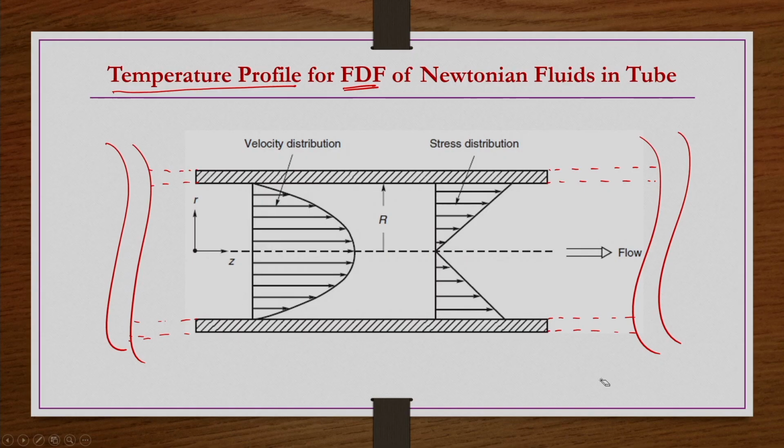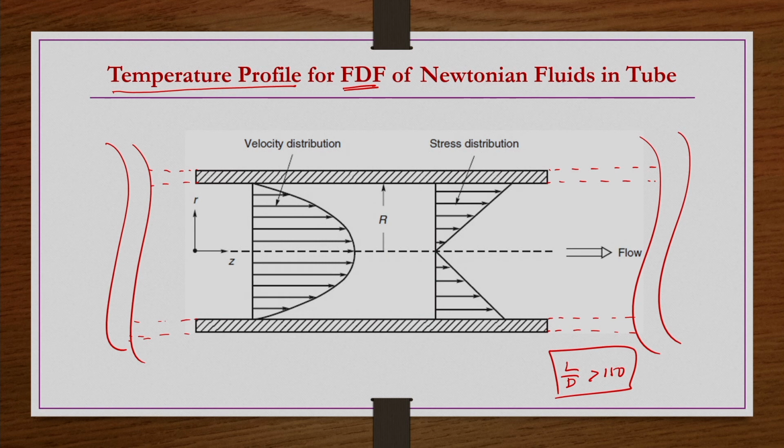For fully developed flow conditions, especially for circular tubes, we have taken L by D to be very large, in general more than 100 to 150. That also depends on the nature of the fluid. Sometimes an L by D of 100 is sufficient, and sometimes even an L by D of 200 may not be sufficient if it is a viscoelastic fluid. That is a different issue.